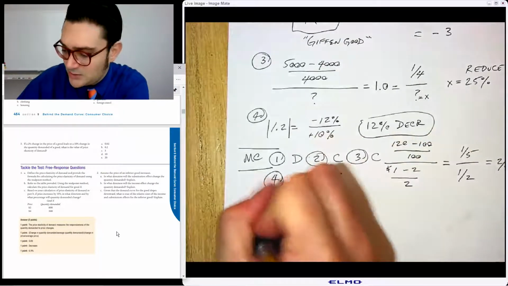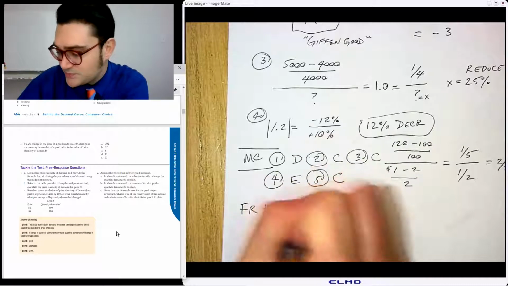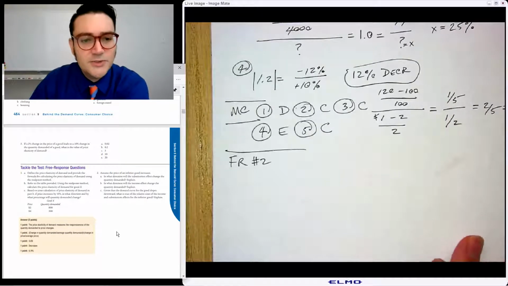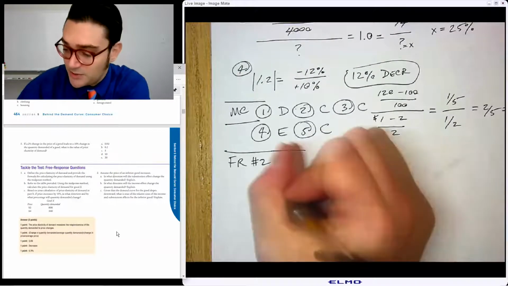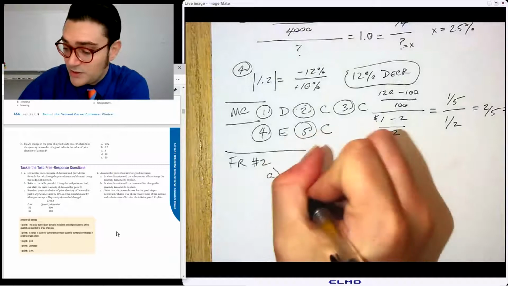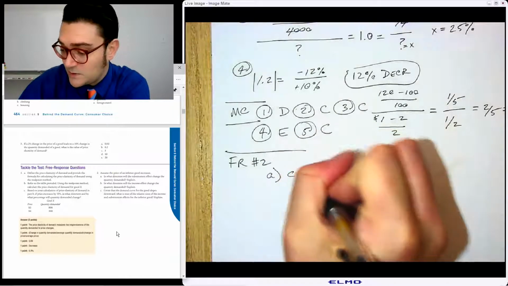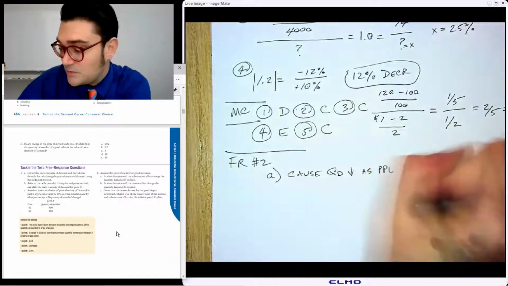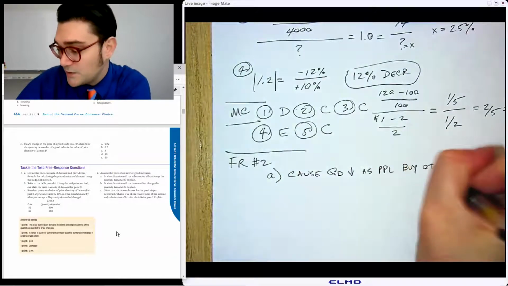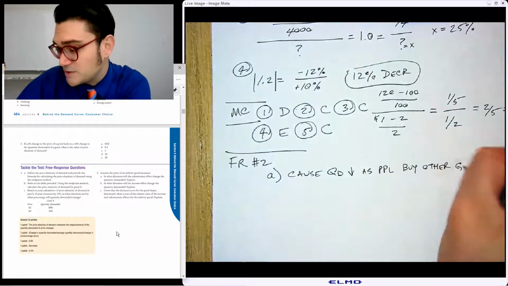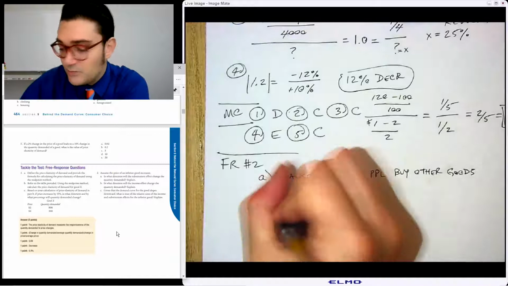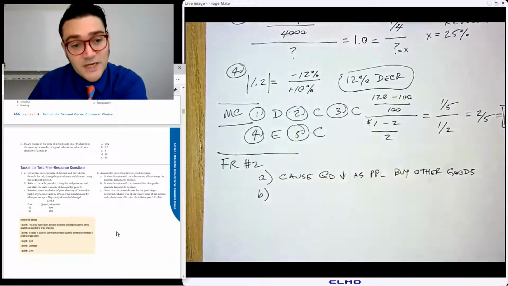All right, let's take a look at free response number 2. Assume the price of an inferior good goes up, okay? In what direction will the substitution effect change the quantity demanded? Explain. So for this one, this would cause quantity demanded to decrease as people buy other goods because they're substituting the other products because this one's now more expensive.